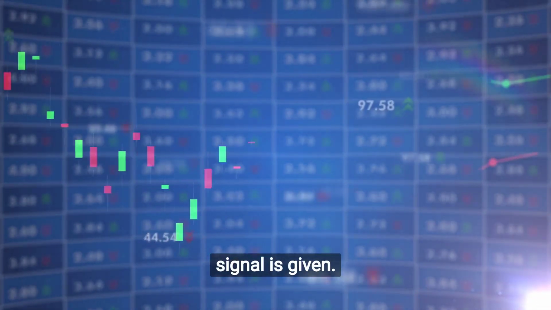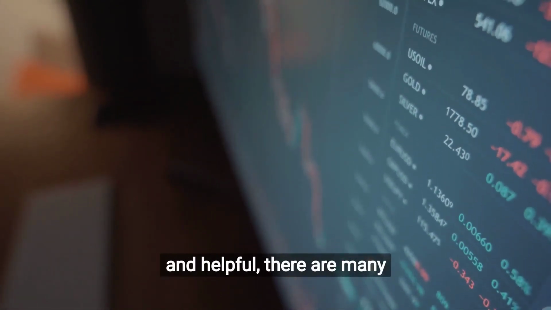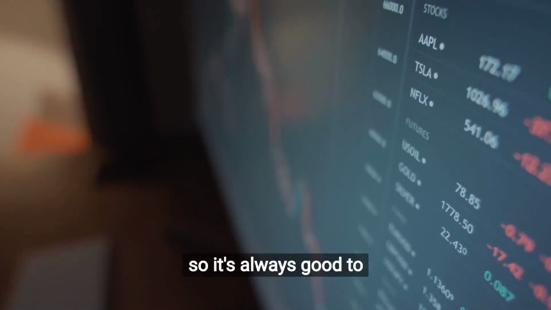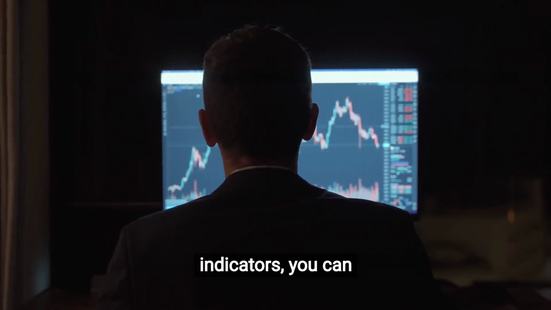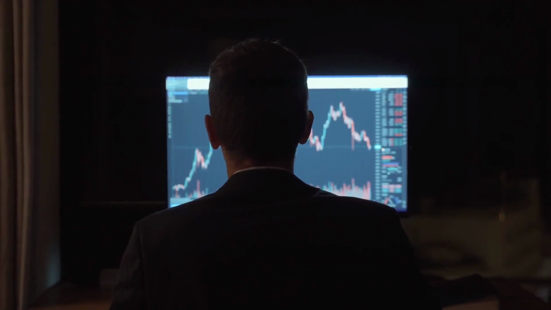Keep in mind that while these indicators are popular and helpful, there are many ways to interpret them, so it's always good to do your own research and see how other traders use them to their advantage. Now that you know about these indicators, you can start using them to improve your trades and investments.